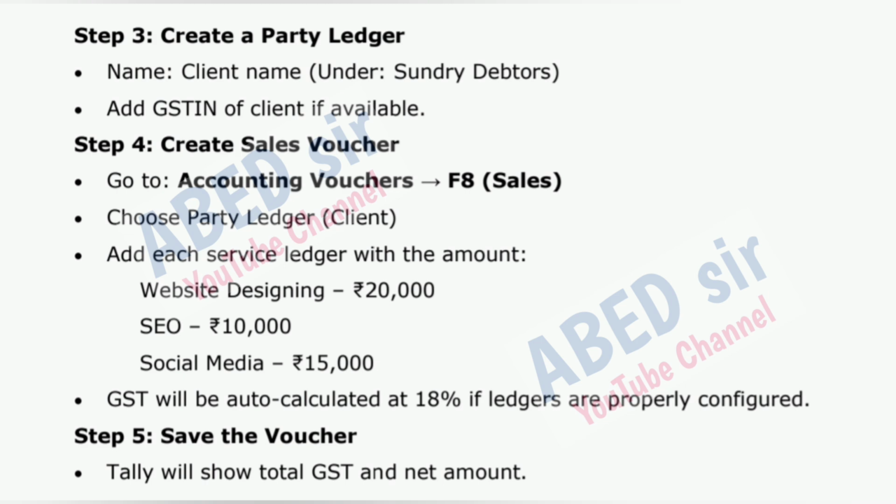Choose Party Ledger, Client. Add each service ledger with the amount. Website designing 20,000 rupees. SEO 10,000 rupees. Social media 15,000 rupees. GST will be auto-calculated at 18% if ledgers are properly configured. Step 5. Save the voucher. Tally will show total GST and net amount.